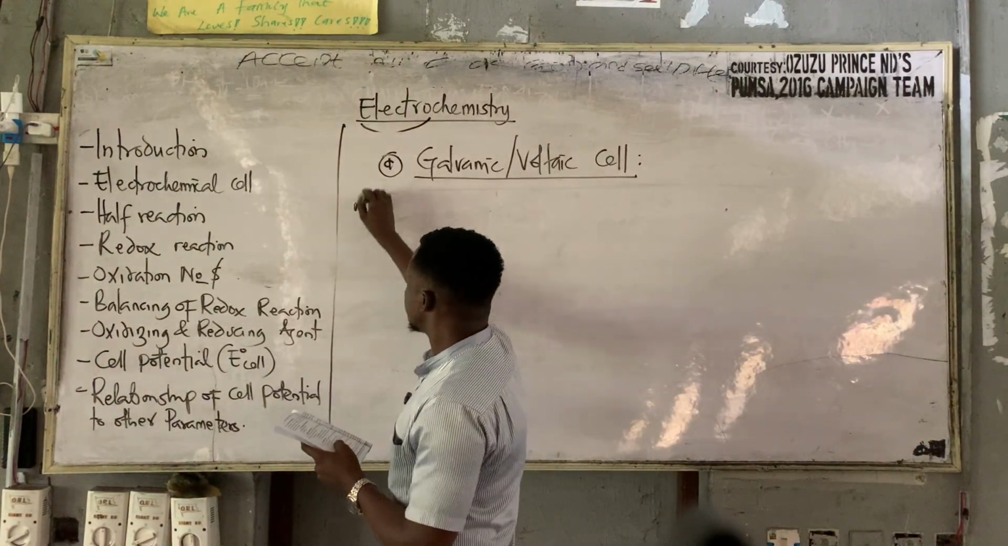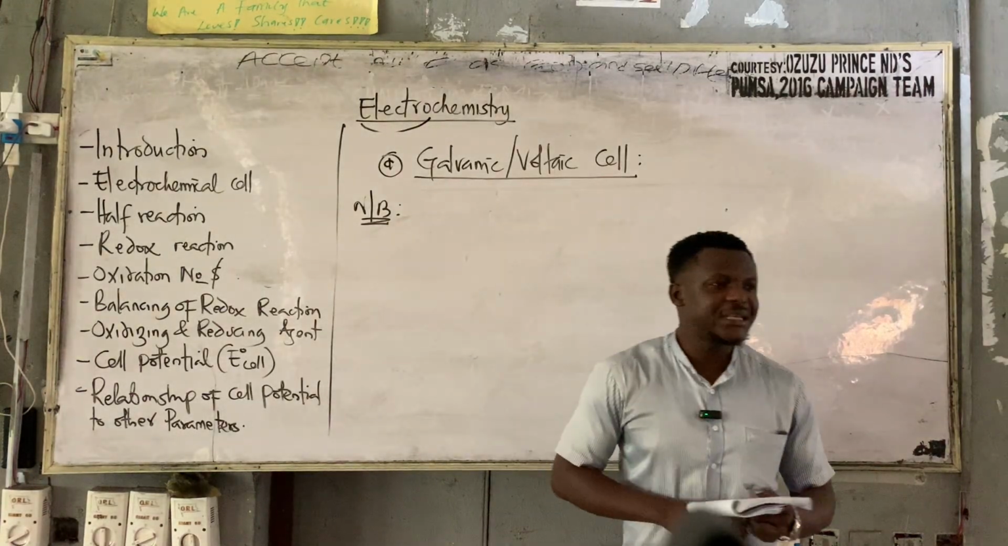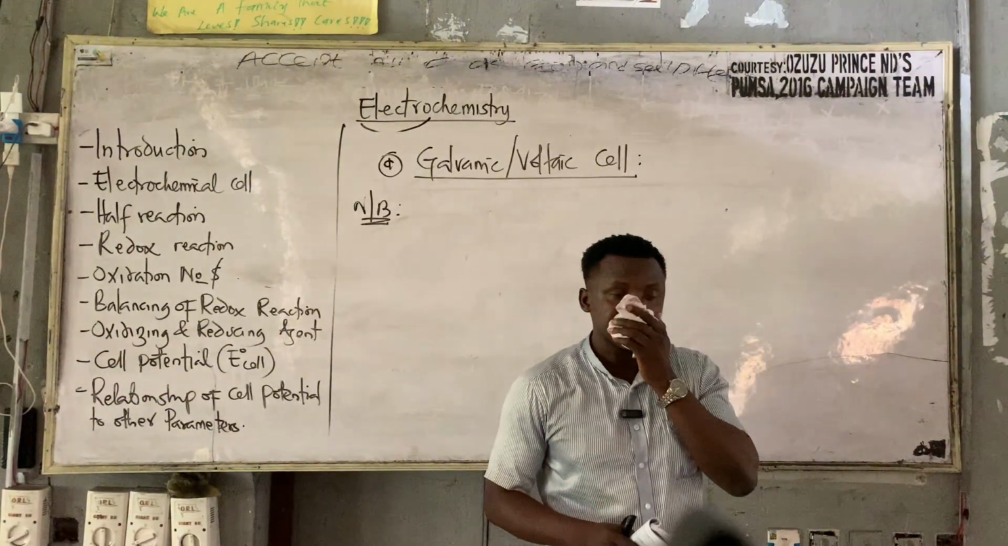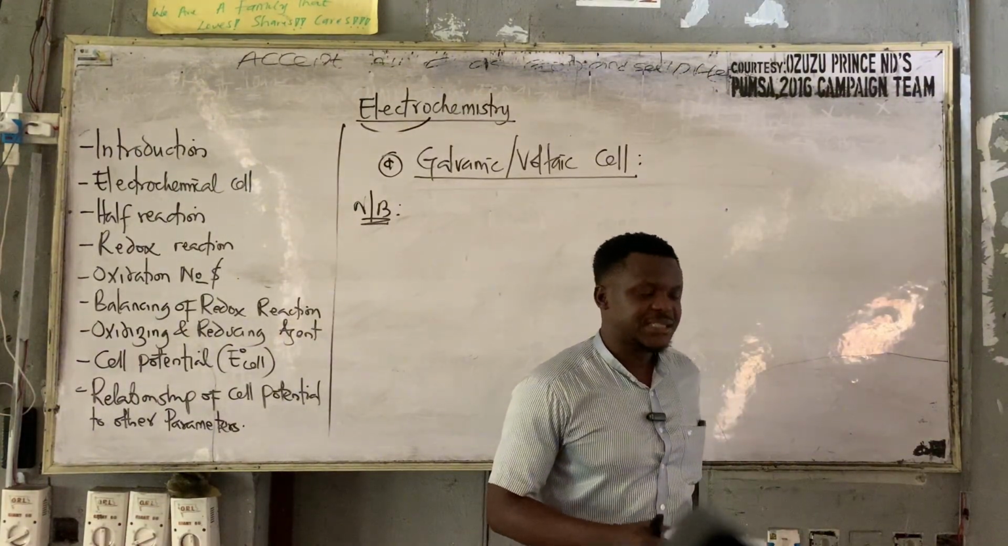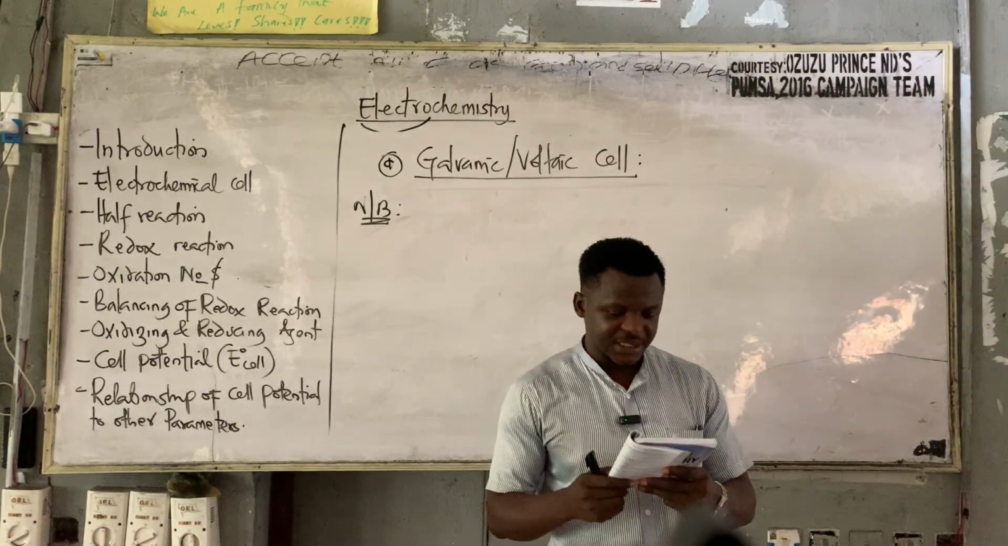Please put down notes. In a galvanic cell, the cathode is positive and the anode is negative.